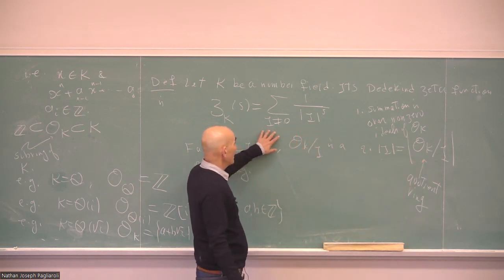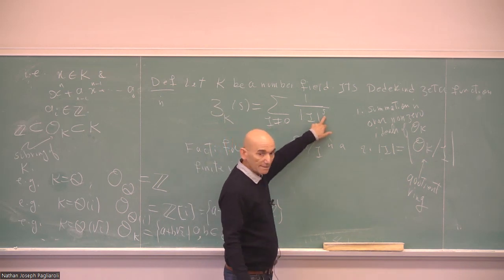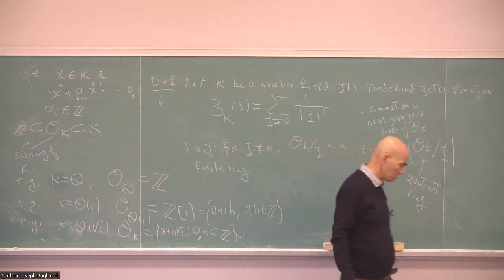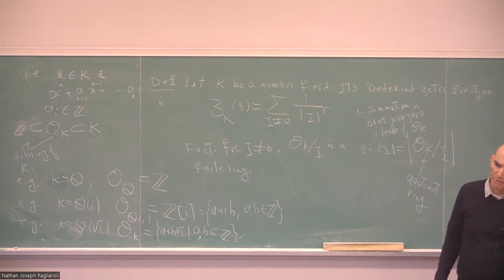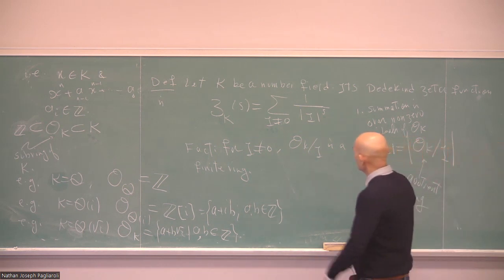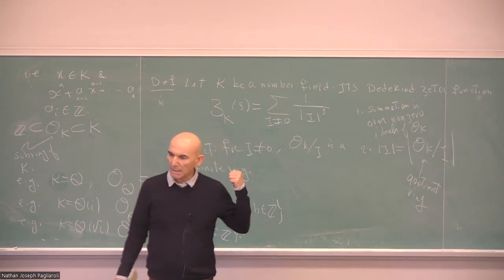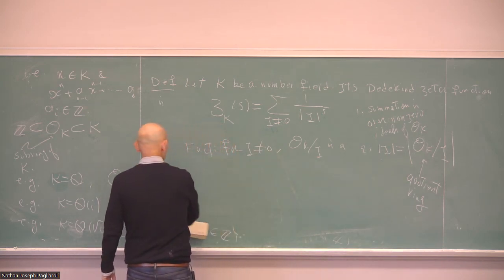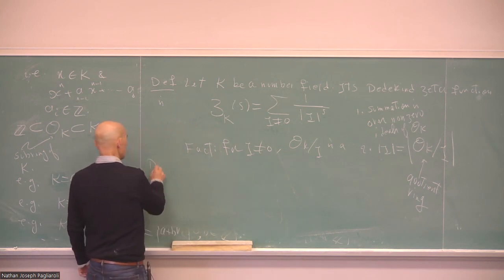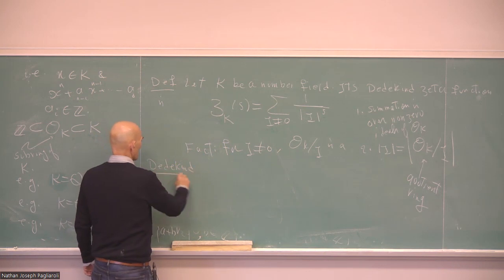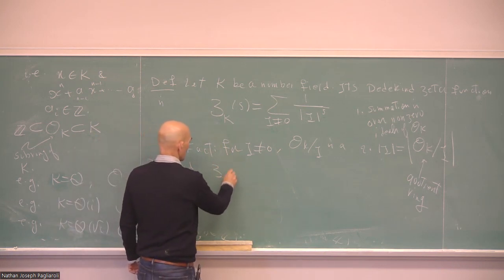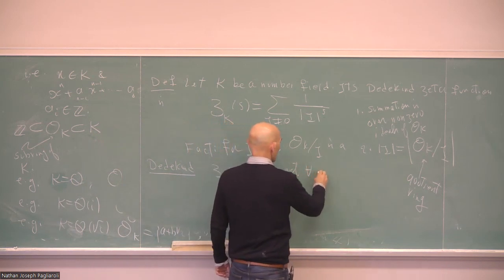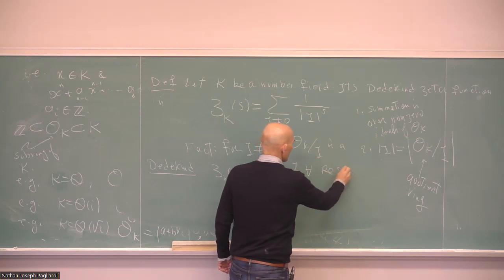So this is a huge sum. It's summing over all non-zero ideals. s is a complex number, just a general complex number. And one of the things that Dedekind proved about this is that this series is absolutely convergent for real part of s bigger than 1. So I believe this was Dedekind. It is convergent for every complex number s with real part of s bigger than 1.